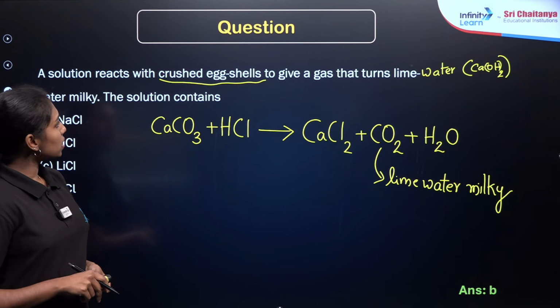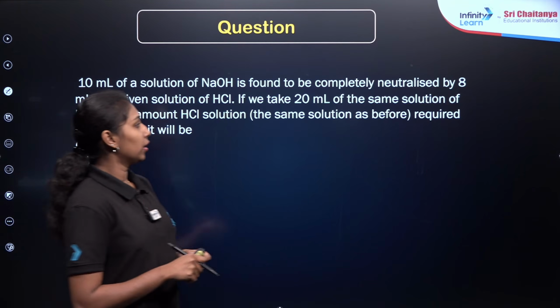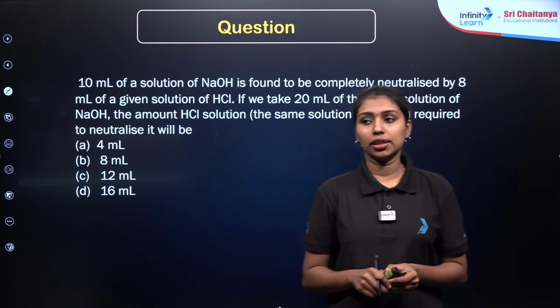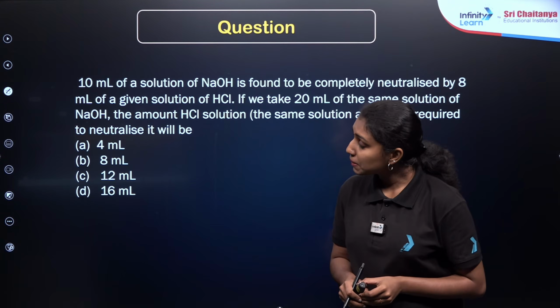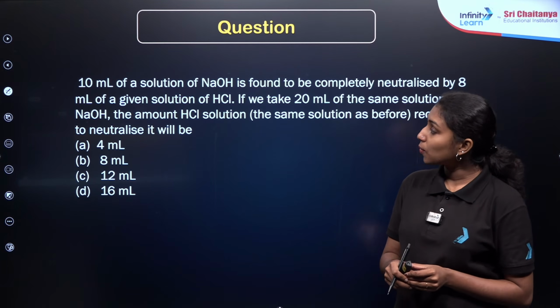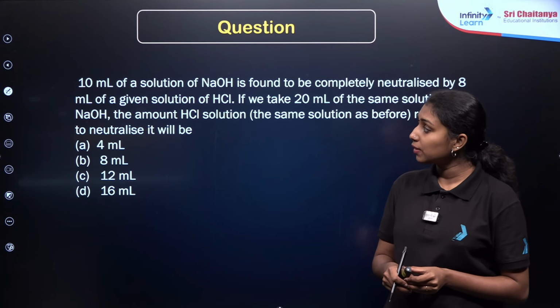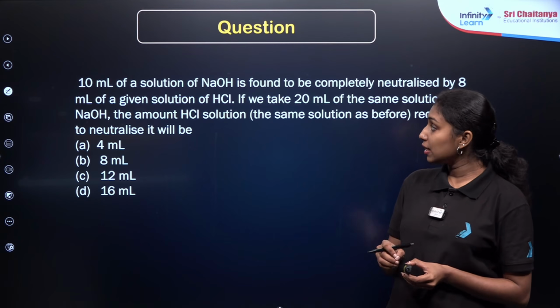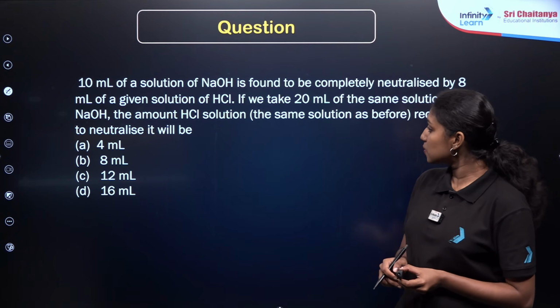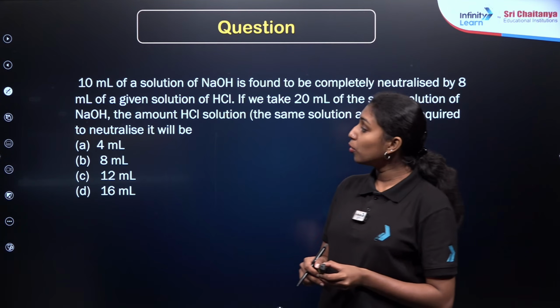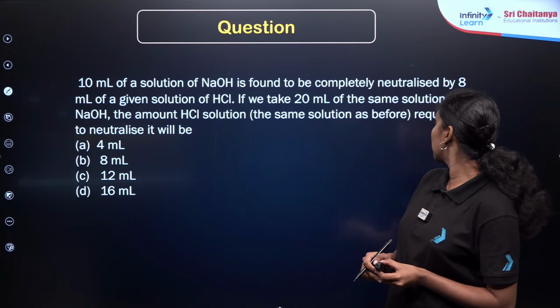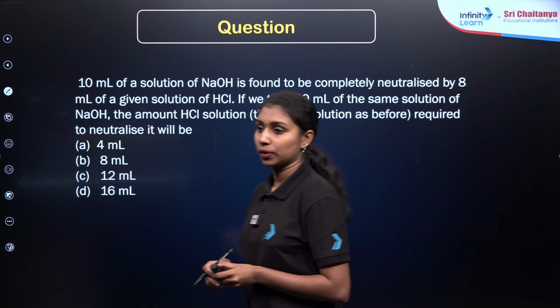Here is our next question. A simple numerical problem. Read the question carefully. 10 milliliter of a solution of sodium hydroxide is found to be completely neutralized by 8 milliliter of a given solution of HCl. If we take 20 milliliter of the same solution of NaOH, the amount of HCl solution required to neutralize it will be.